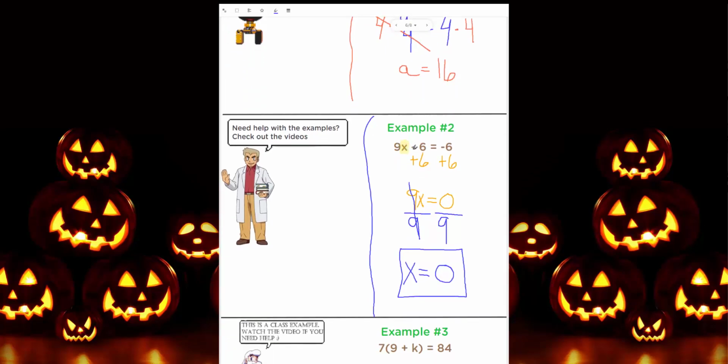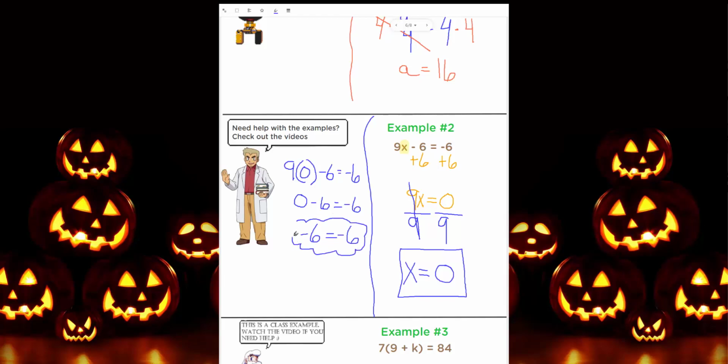Okay, so 9x minus 6 equals negative 6. But we're going to do 9, and instead of x, we're going to put 0, minus 6 equals negative 6. Okay, so remember, these are being multiplied. So what is 9 times 0? Well, that's 0. Minus 6 equals negative 6. 0 minus 6 is negative 6. So we end up with negative 6 equals negative 6.